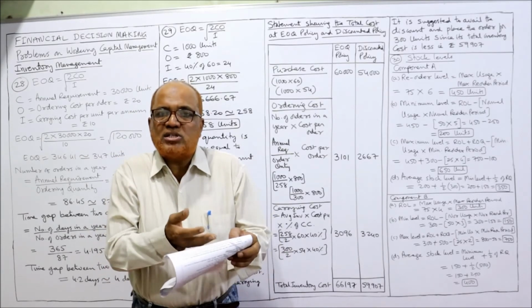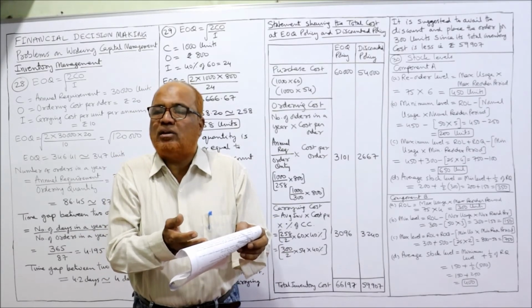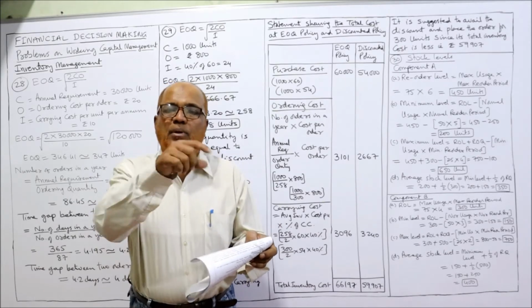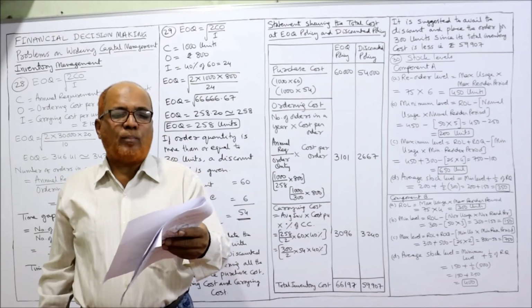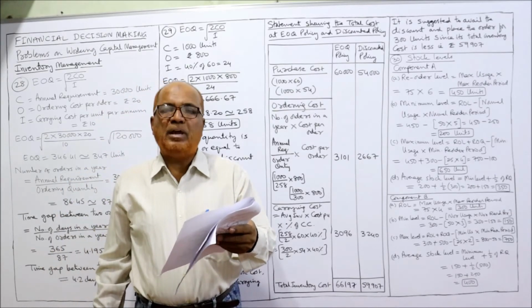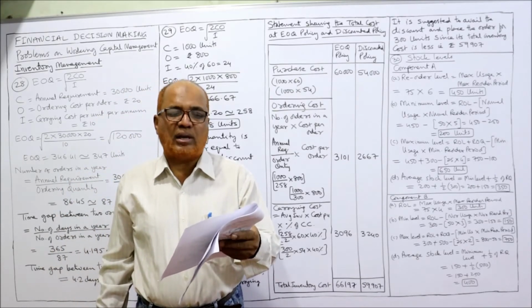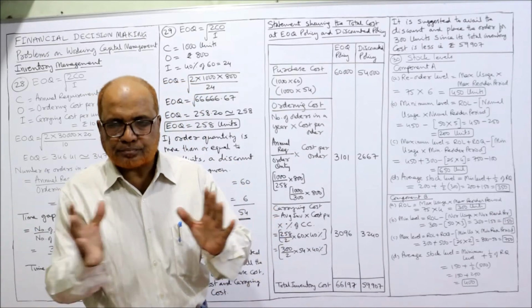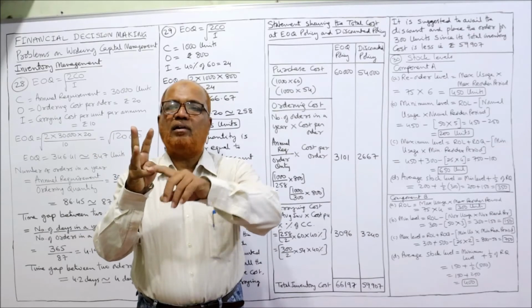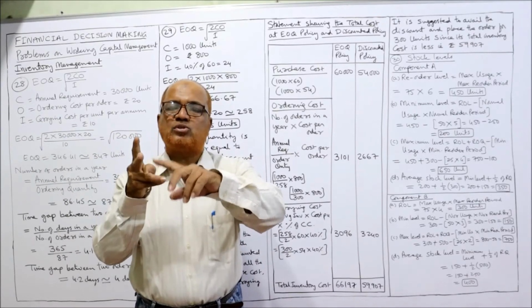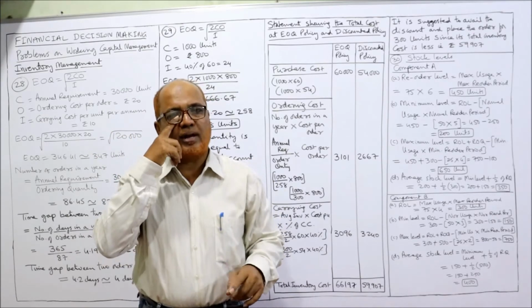The normal usage is not given. Normal reorder time is not given. We have to calculate. Minimum plus maximum divided by 2. Now, calculate for each component reorder level, minimum level, maximum stock level and average stock level. So here 4 types of levels we have to calculate. Reorder level, minimum stock level, maximum stock level and average stock level, right?